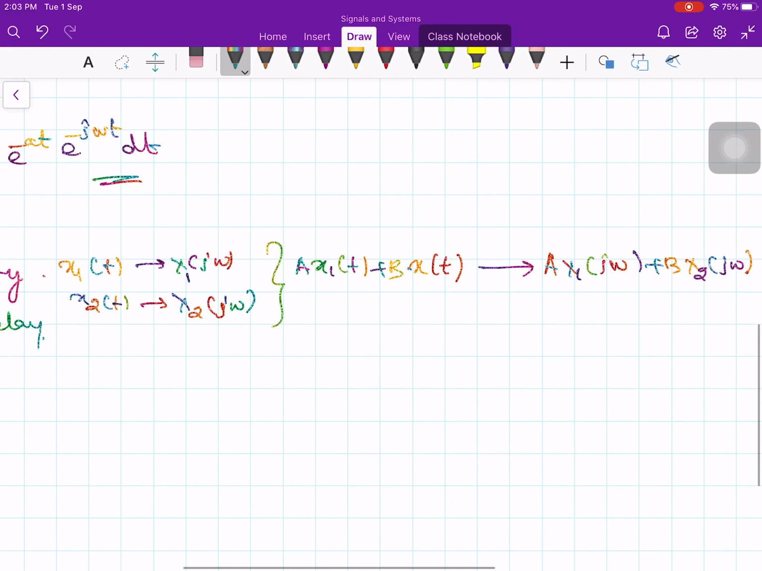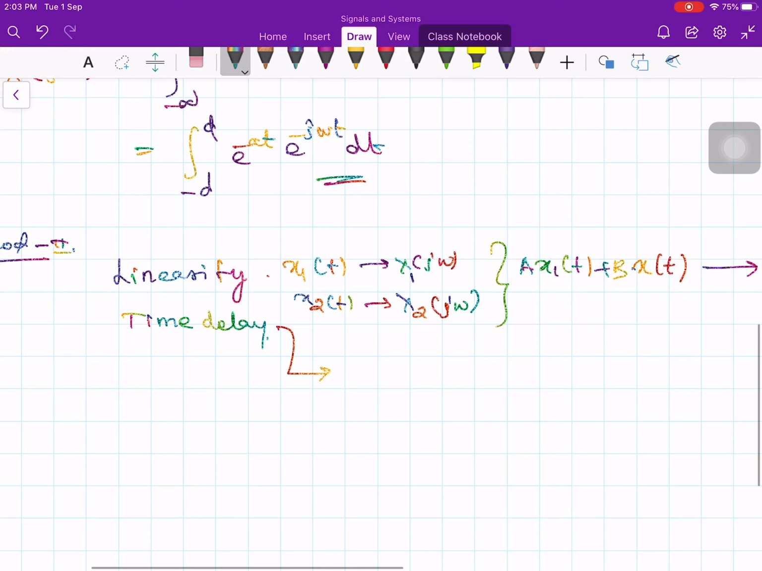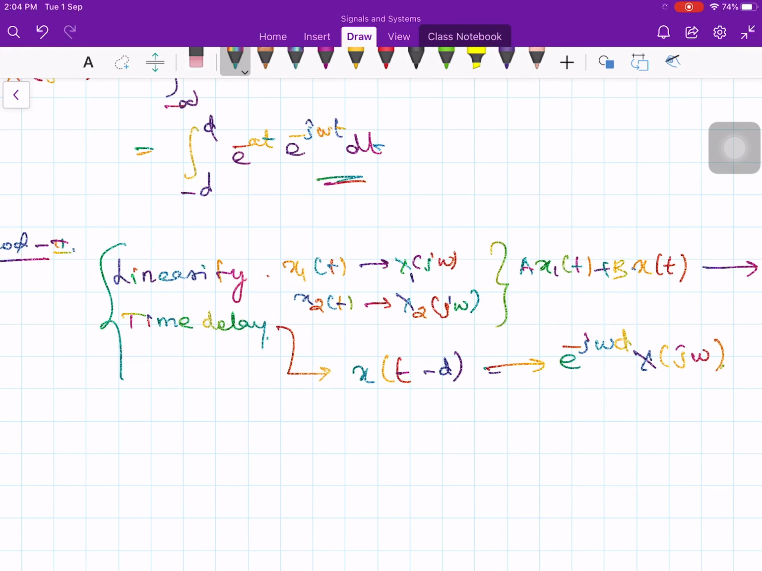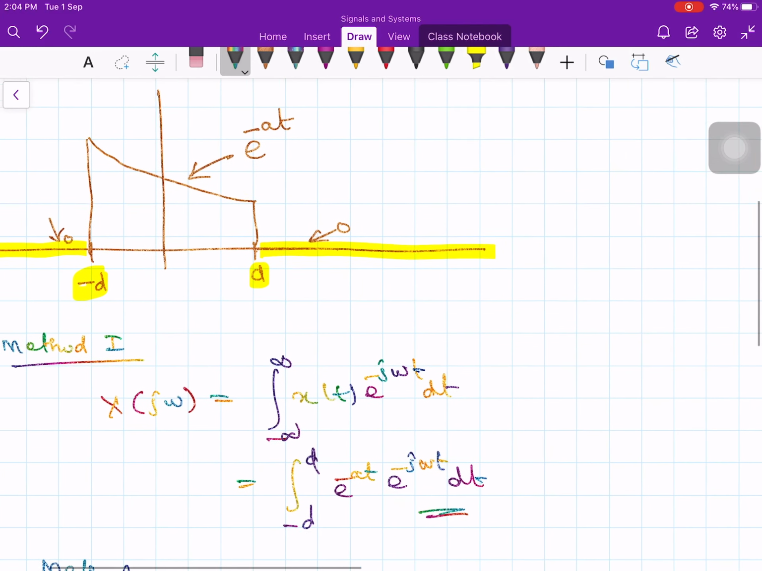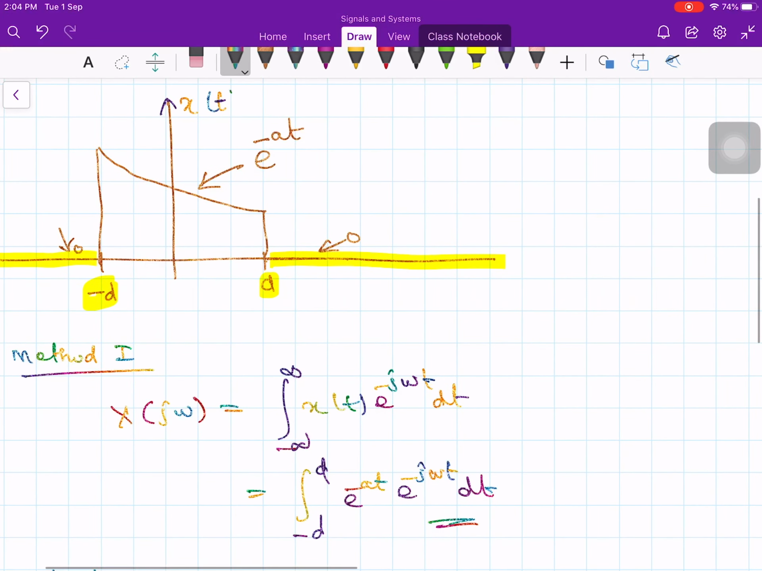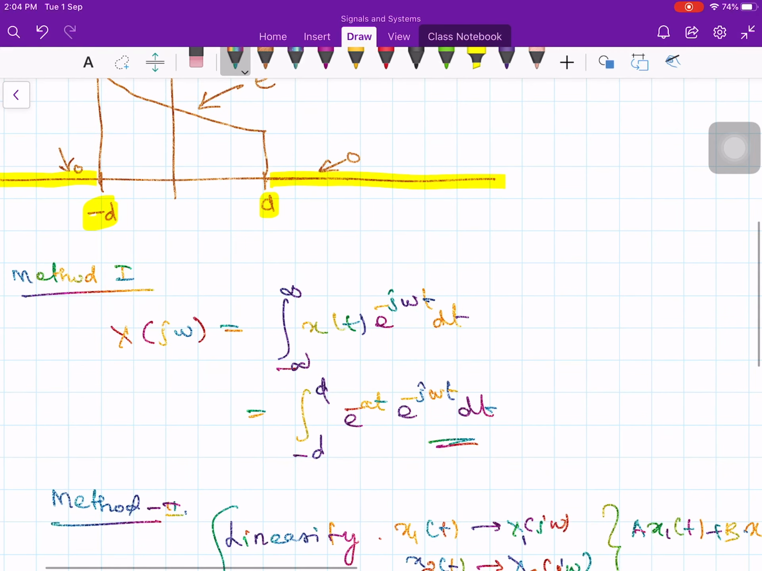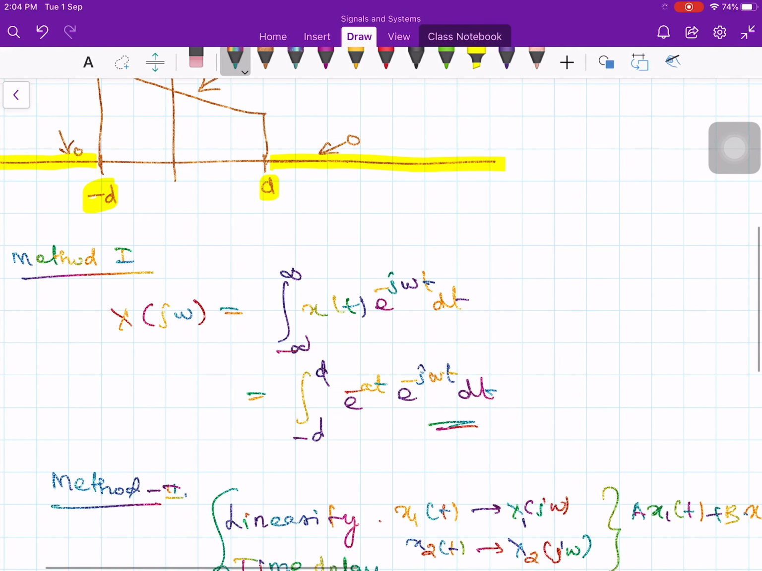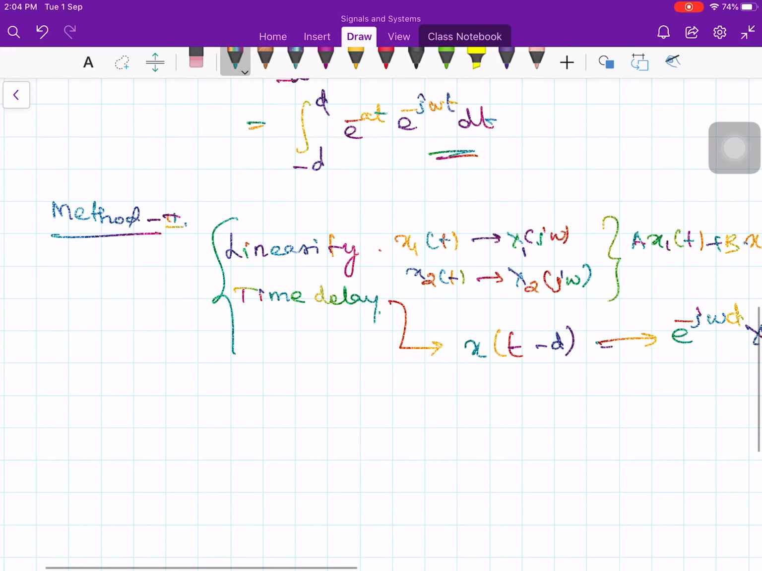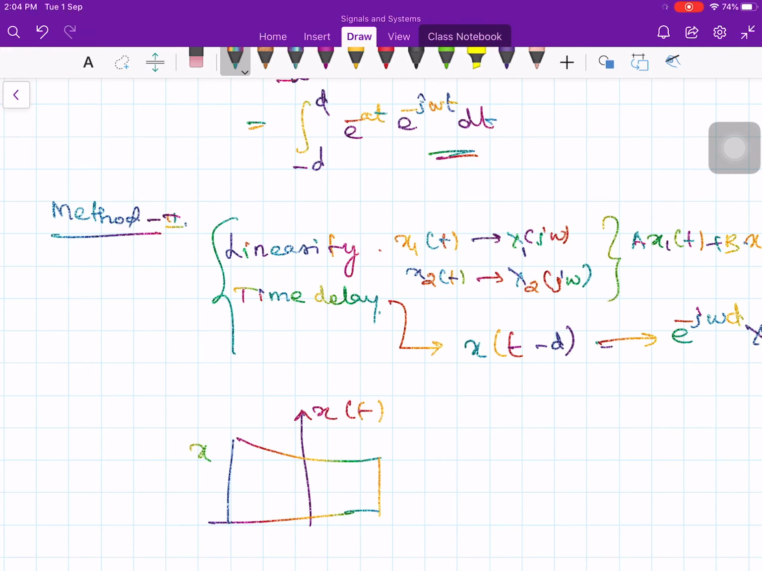So what is the time delay property? x of t minus d, you take the Fourier transform, is equal to e to the minus j omega d times x of j omega. So let us use these two properties and try to find the Fourier transform of the given function, this x of t. Now what we can do is, this x of t can be thought of as composed of two functions.